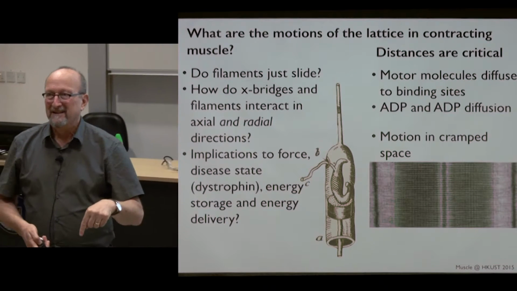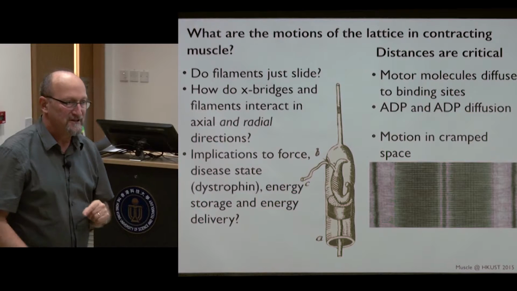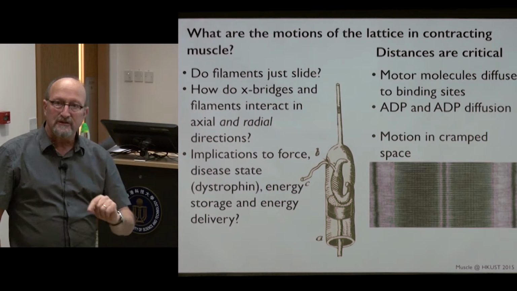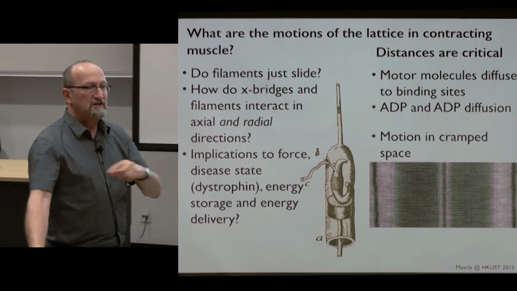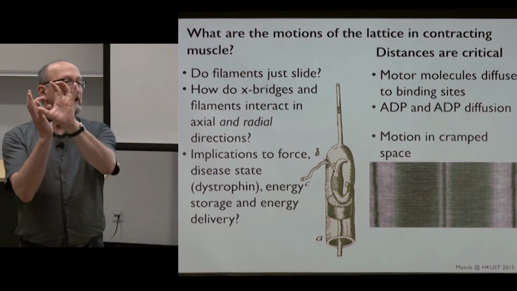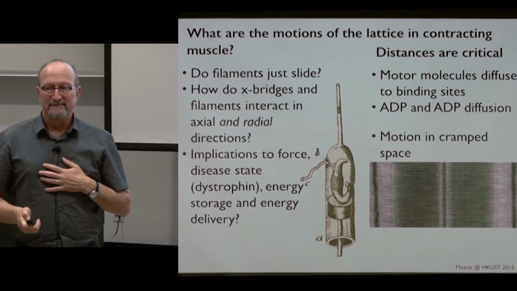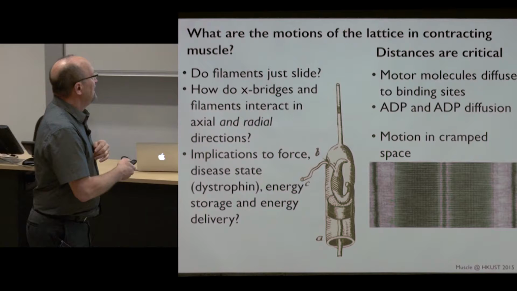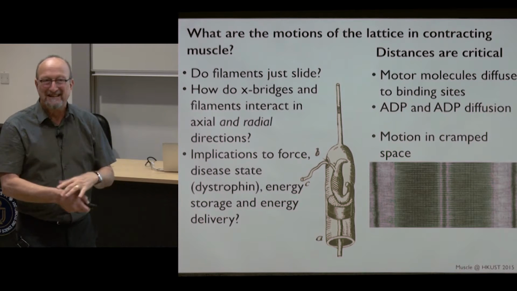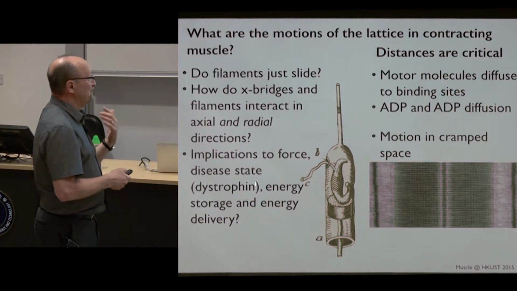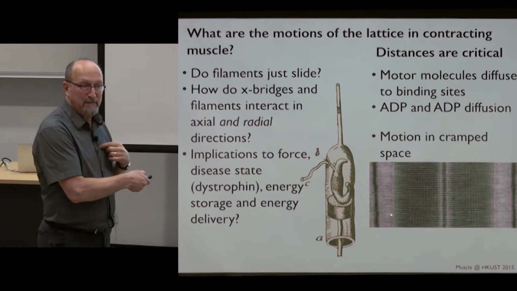And importantly, one of the other historic figures I brought up was Duchenne and his analysis of muscular dystrophy. Muscular dystrophy is a disease in which you do not produce appropriately the protein dystrophin. Dystrophin is a protein associated with the radial connection of the filament lattice to the surface of the cell. Okay? Interesting. What are the implications of this sort of conservation of mass, conservation of volume to disease state, force, energy storage, energy delivery, even the availability of ATP in the lattice?